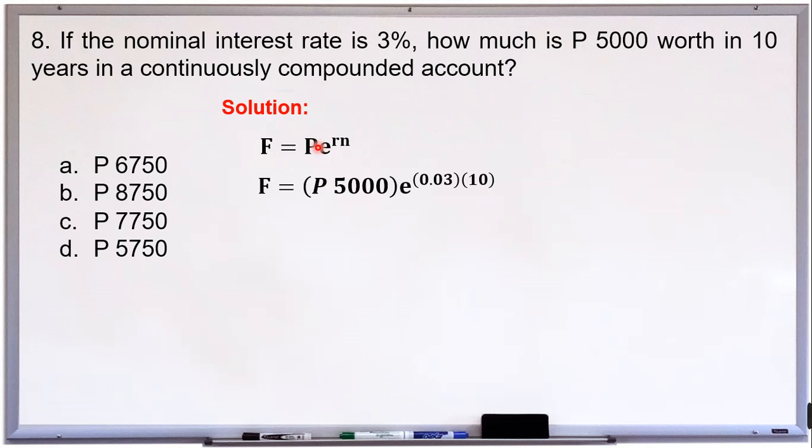So our principal or present worth is 5,000, our r is 3%, and then our n, which is expressed in years, is equal to 10. So simplifying this one, the future worth is 6,750, and that is letter A.